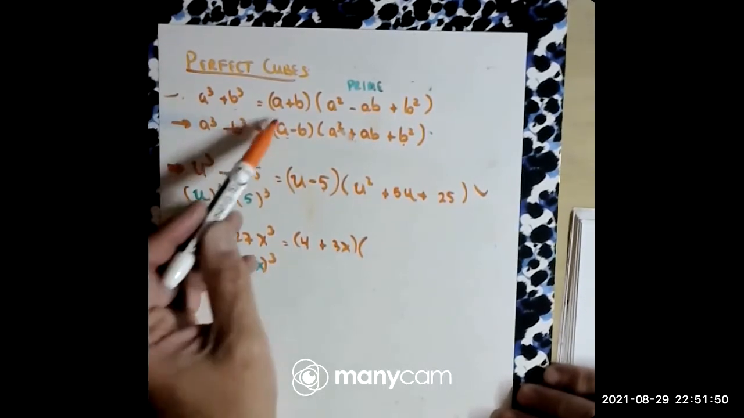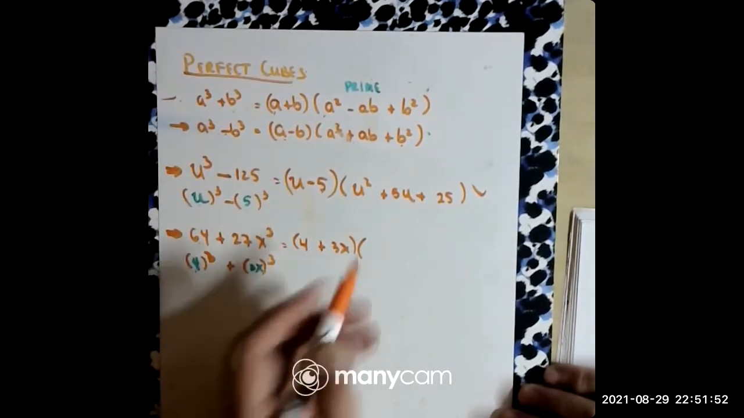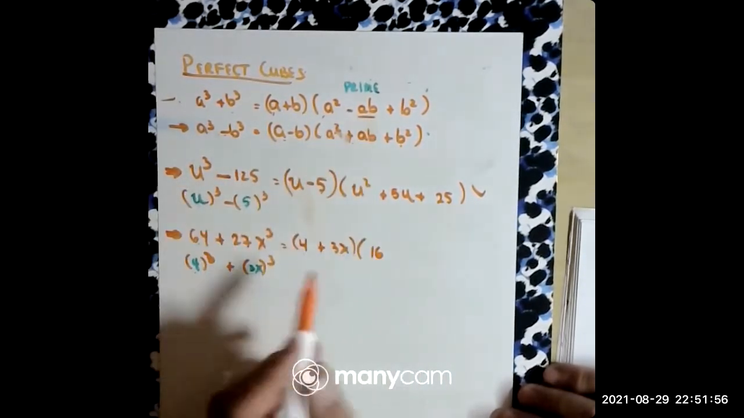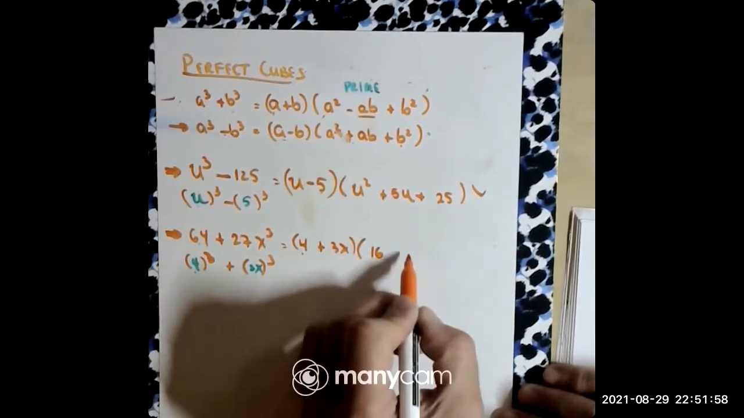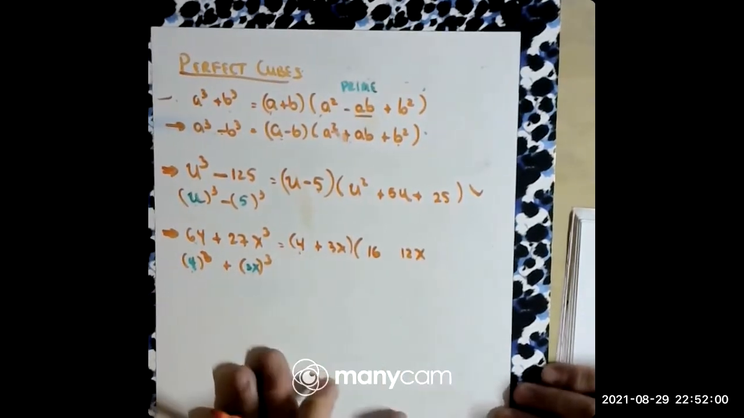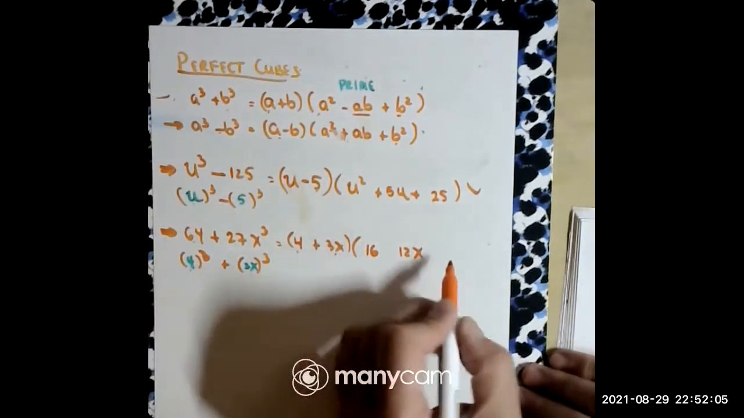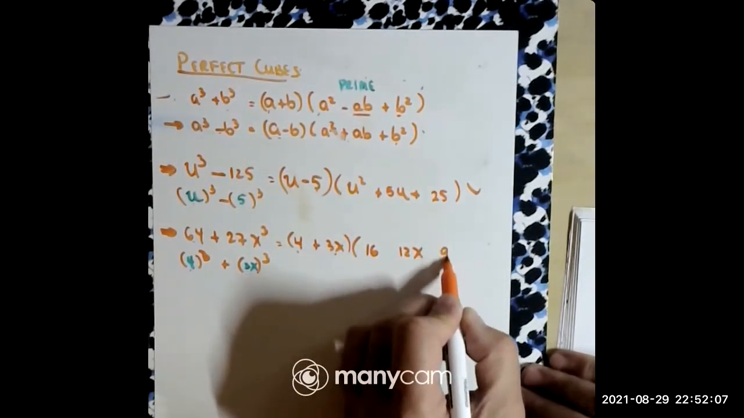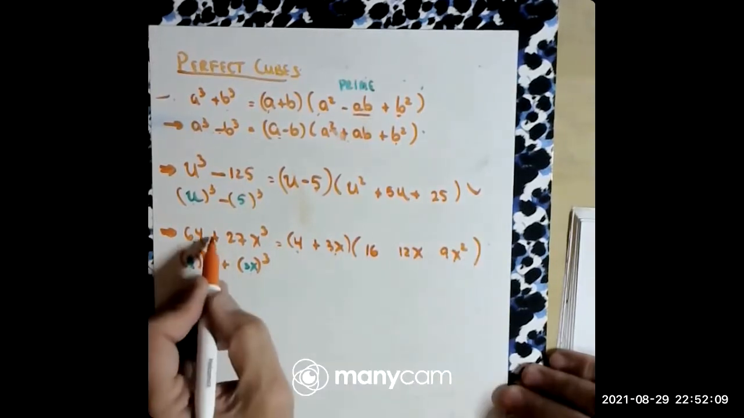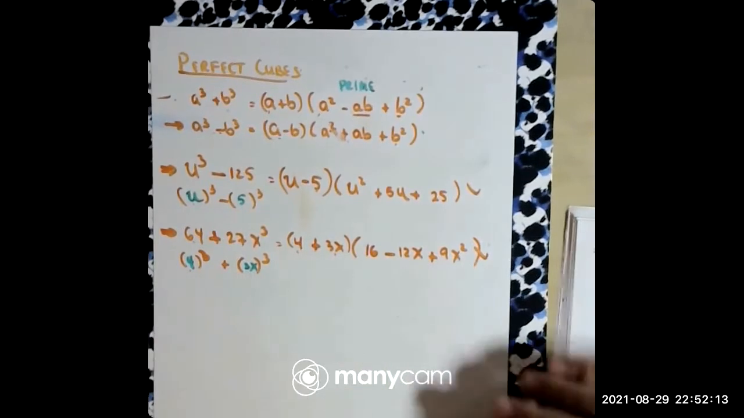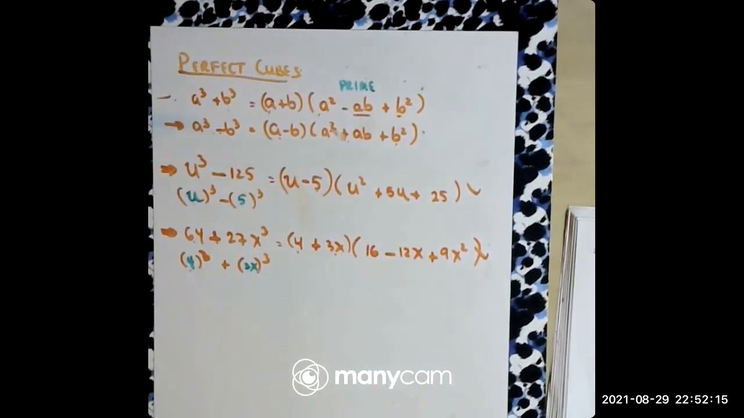It says, take a squared, 4 times 4, 16. For the middle term, multiply the two of them, 4 times 3x, that will be 12x. And for the third term, square b, 3x times 3x, 3 times 3, that will be 9x squared. So this is plus, minus, plus, done. And that will do it.